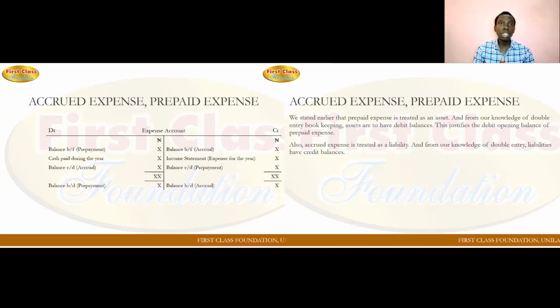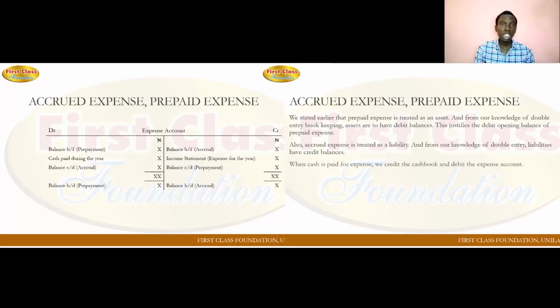So you must know the accounts and the balances an account also has. Assets have debit balances, liabilities credit balances, income credit balances, expenses debit balances, and capital a credit balance. So for prepayment, which is prepaid expense, an asset, it is a debit balance, and that's why the balance brought forward is on the debit side. For accrual, it's a liability, and that's why the balance is on the credit side.